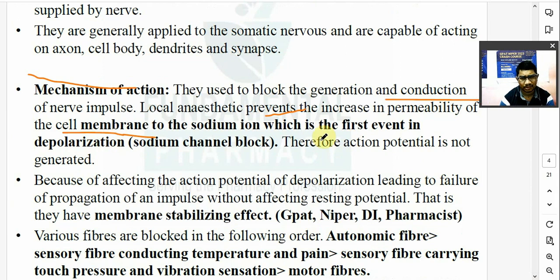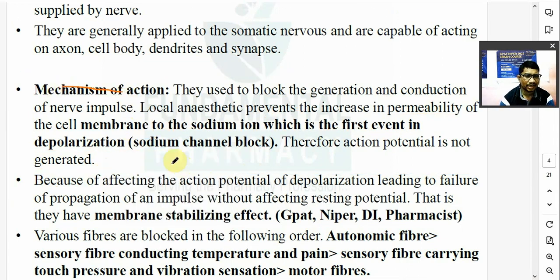Local anesthetics prevent the increased permeability of cell membrane to the sodium ions, which is the first event in the generation of impulse, that is depolarization. So they basically cause sodium channel block. Therefore action potential is not generated or it is not propagated. Propagated means conduction. Are you getting? समझ रहे हैं आपको? So mechanism of action.